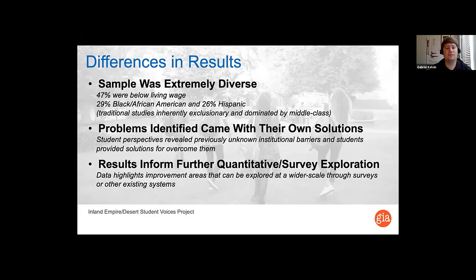These results also further inform our quantitative and survey exploration. From the small group of students, we can pair out some of the underlying problems we've looked at, and then use quantitative survey methodology to really expand our understanding of these issues.